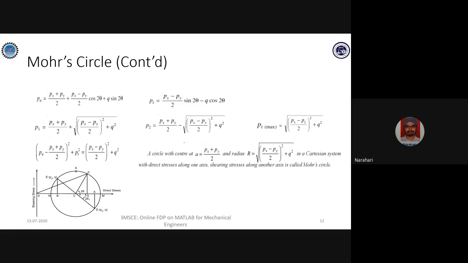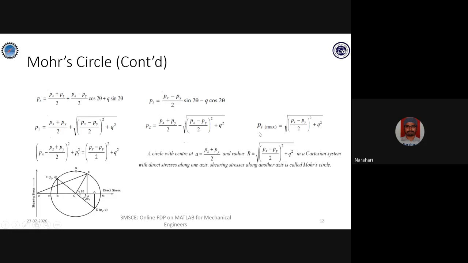So when we know there exists a plane on which there will be no tangential stress, that sort of a plane is called a principal plane. And on the principal plane, whatever normal stresses occur are known as principal stresses, given by P1 and P2 with these formulae. So P1 and P2 together, you can say it as (Px plus Py)/2 plus or minus root of ((Px minus Py)/2) whole square plus Q square.